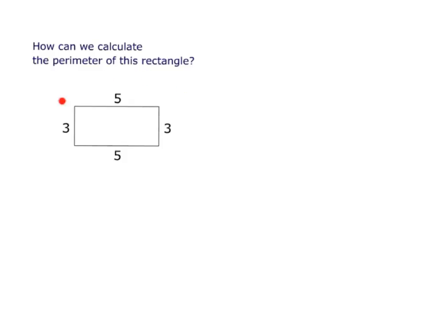If I gave you this square here and I asked you to calculate the perimeter, there's probably a few different ways you would do it, but one of them would be to add up all the numbers. So I've got a 5, a 3, a 5 and a 3. So if I was to add them up, okay, I would get 16 centimeters or 16 units, depending on what we were dealing with.